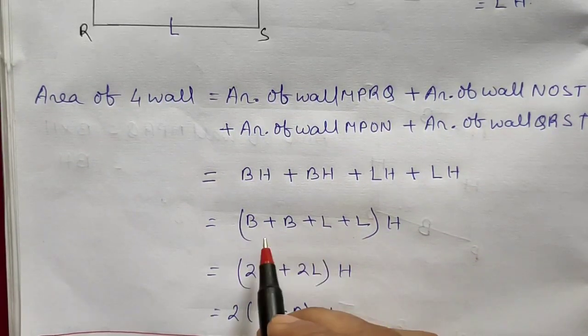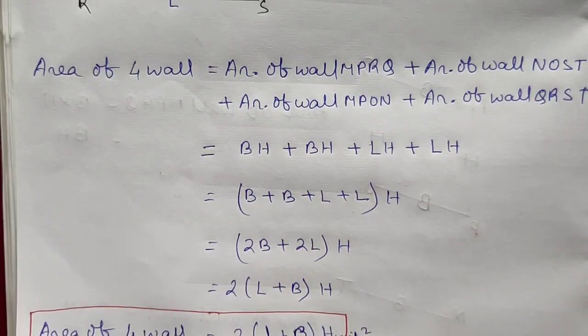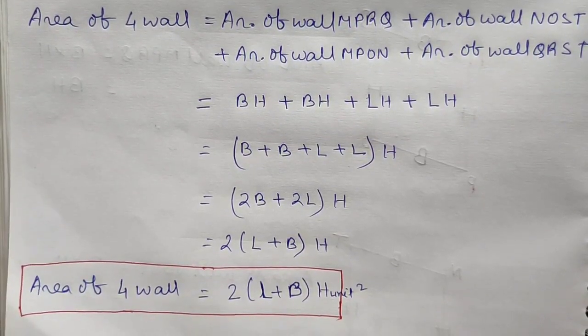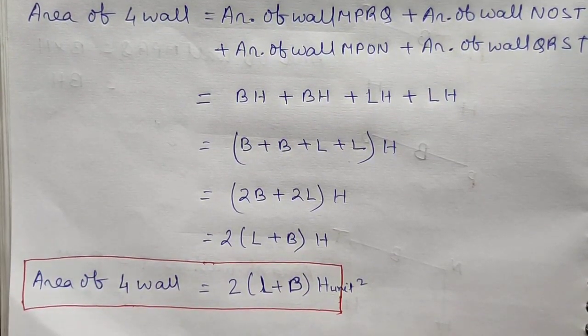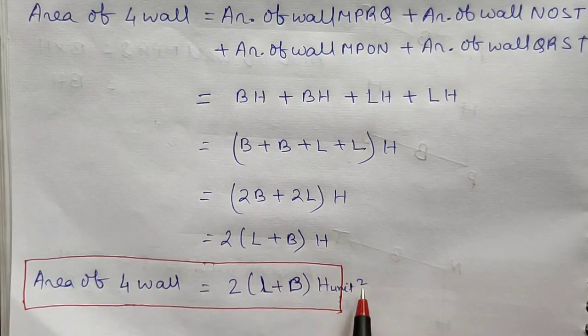Now as there is 2B, 2 times B, we will write 2B plus 2L. Okay, now again as 2 is common in both B and L, we have taken 2 common. So next, what comes? Therefore the area of the wall is 2 into (length plus breadth) into height, unit square.